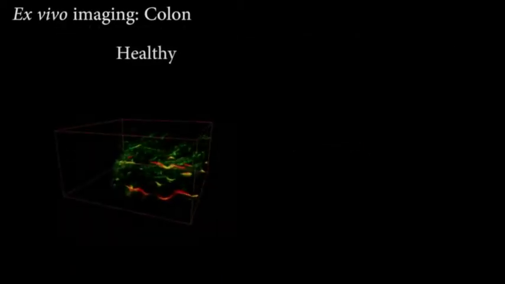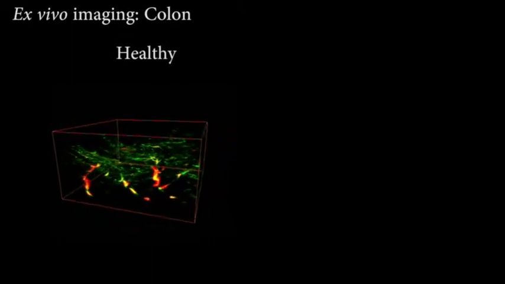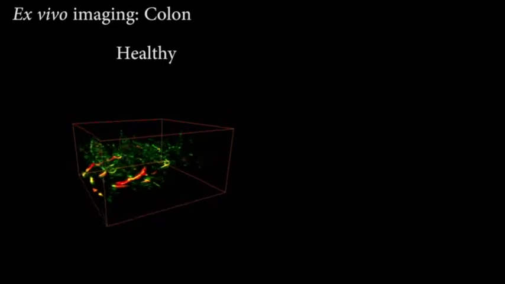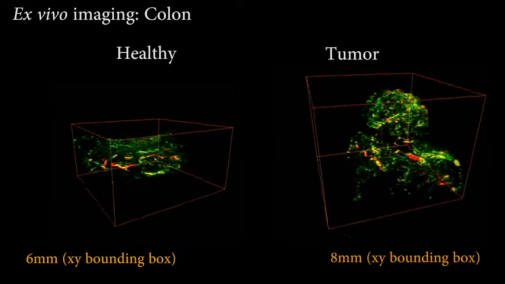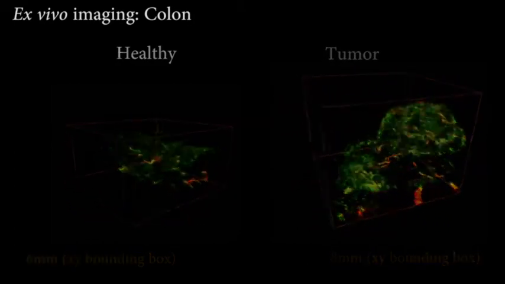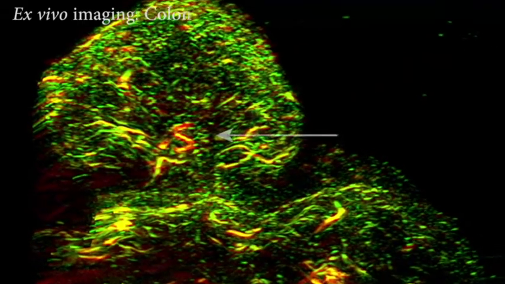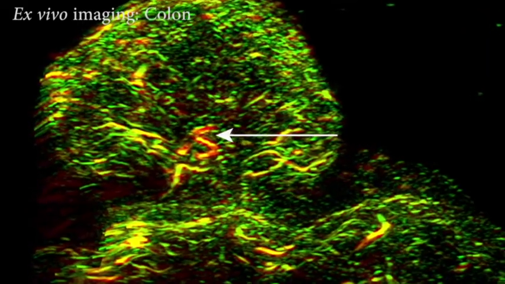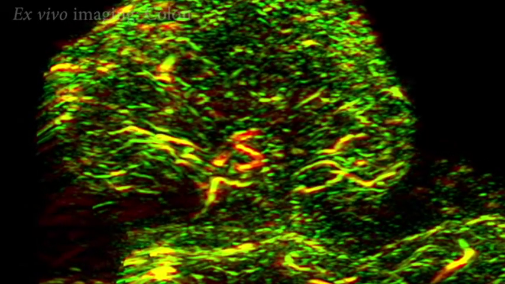As shown in this 3D volume, you can observe a regular vascular structure in the mucosa of healthy tissue. In contrast, the tumor is marked by extensive intraluminal growth with irregular vasculature at the base. In the zoomed view, you can see how the vasculature is supplying the neoplastic tissue, which is growing outside the mucosa.